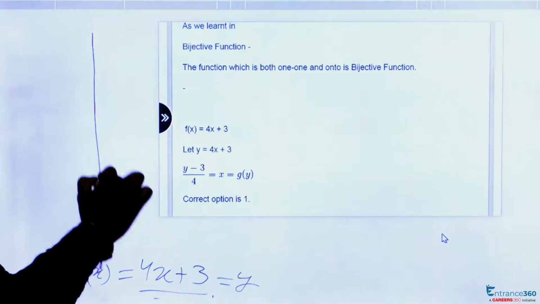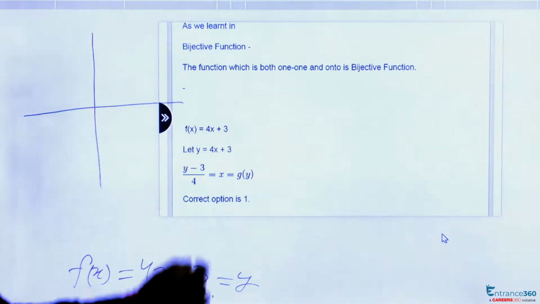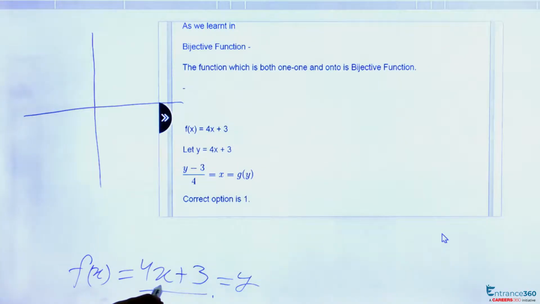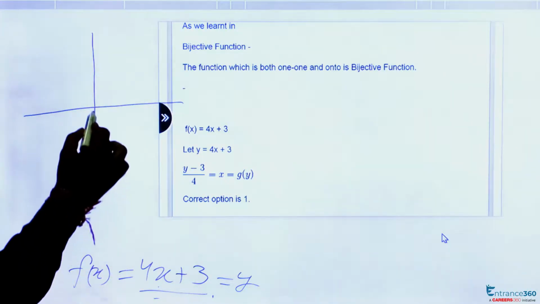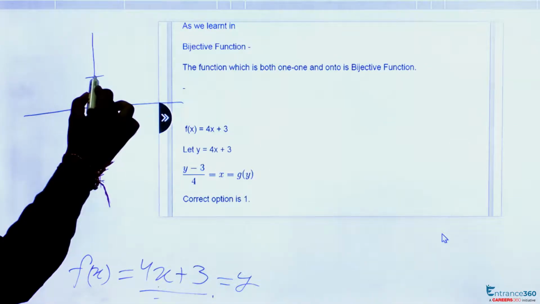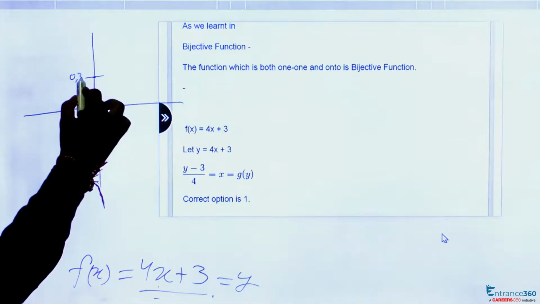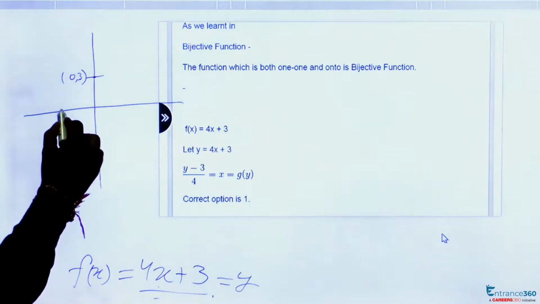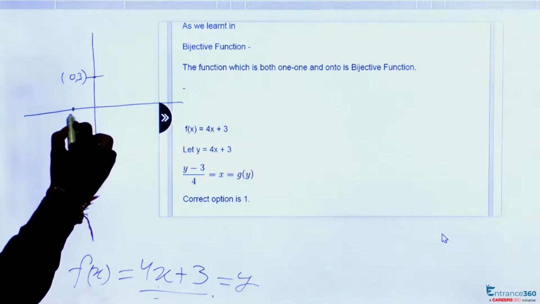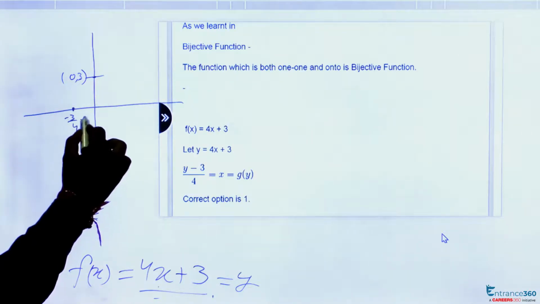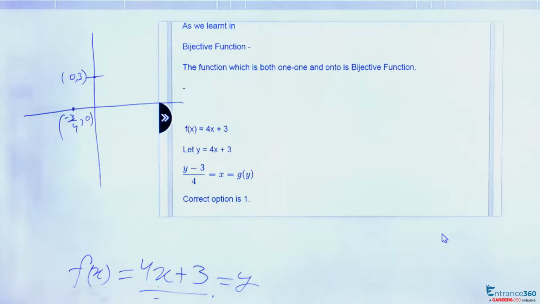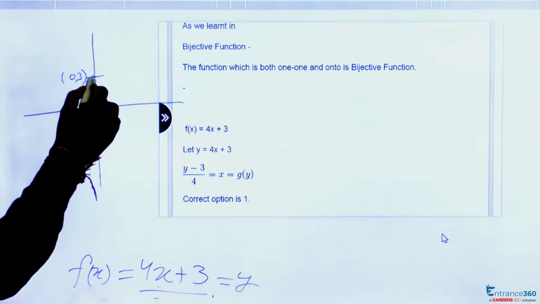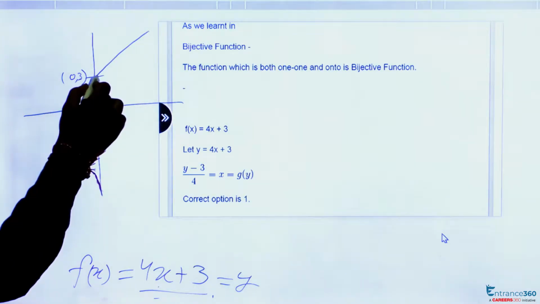If it is an equation of a line, I can also plot the points. By putting x equal to 0, I have y equal to 3. So x is 0 and y is 3. Let's suppose this is our point (0, 3). Now put y equal to 0, we get x equal to minus 3 by 4. Let's suppose somewhere here it is (minus 3 by 4, 0). So our line will be something like this.